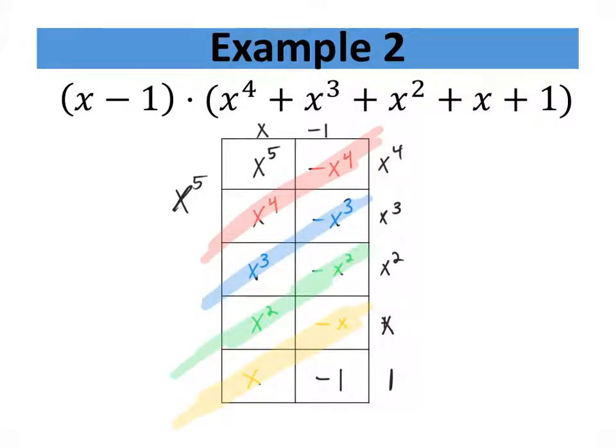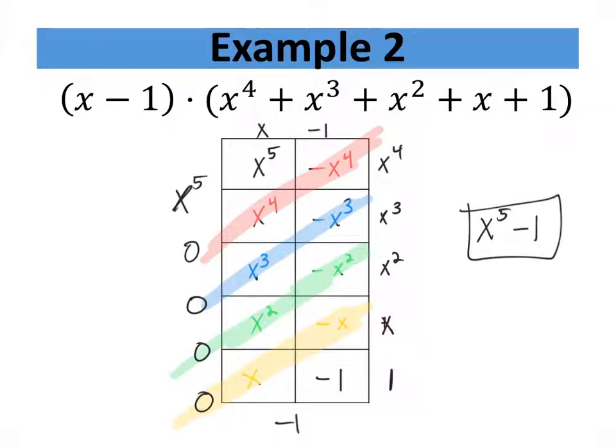Well, I'm thinking about this. x to the power of 4 minus x to the power of 4 is just 0. And again, x to the power of 3 minus x to the power of 3 is 0. And x squared minus x squared is 0. And x minus x is 0. And I'm left with down here a negative 1. So this big problem ends up being really straightforward. It's x to the 5th minus 1. And I think that's kind of cool.